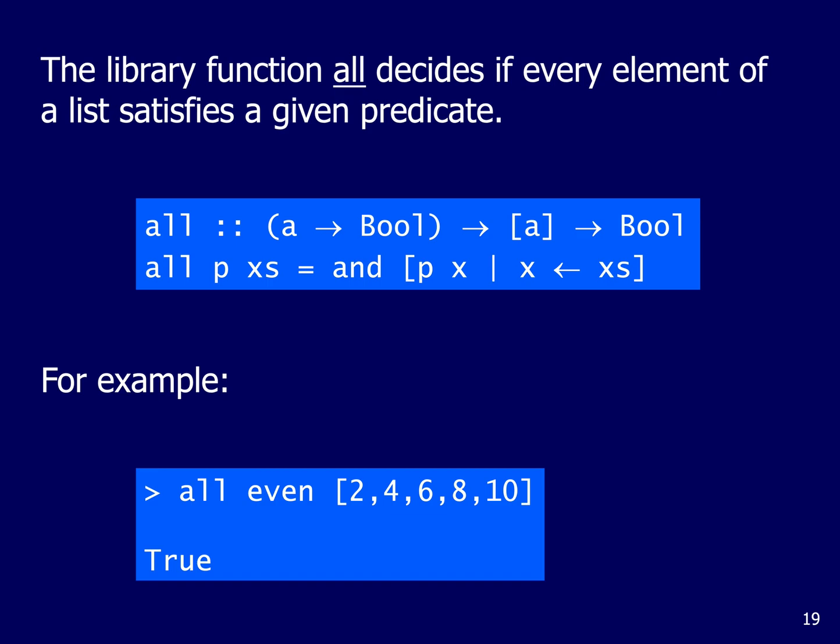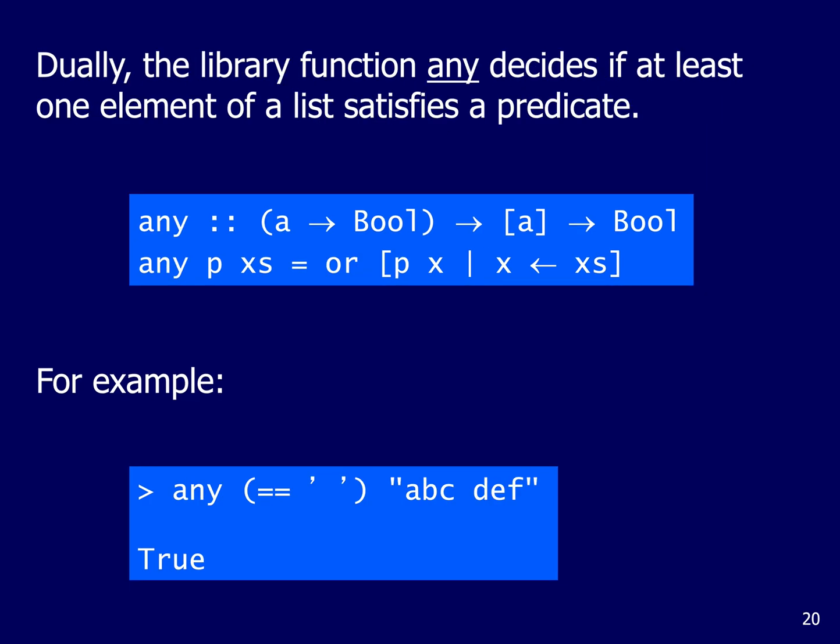So that list comprehension will give us back a list of trues and falses, matching up on each element in the list. And then we only want to give back true if all of the things in that list are true, so we can just AND all of that list together. Okay, so a nice one-line definition for all.